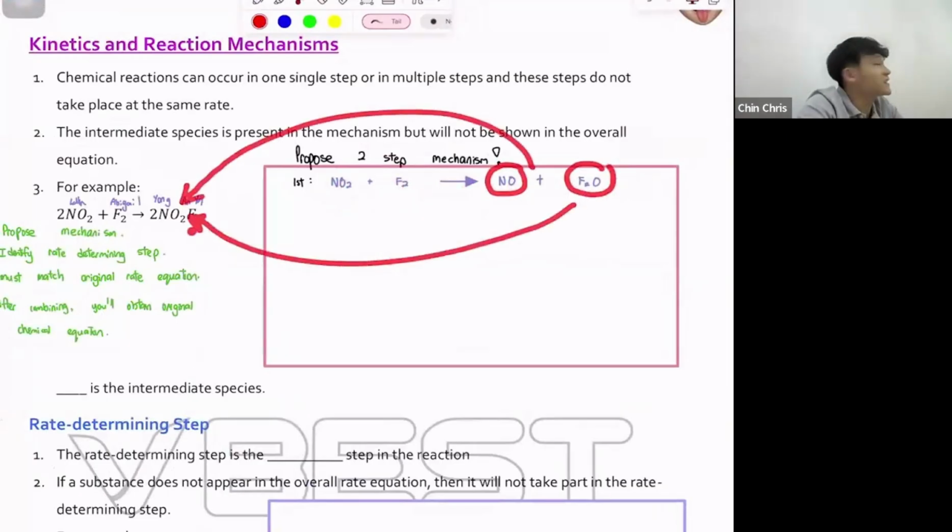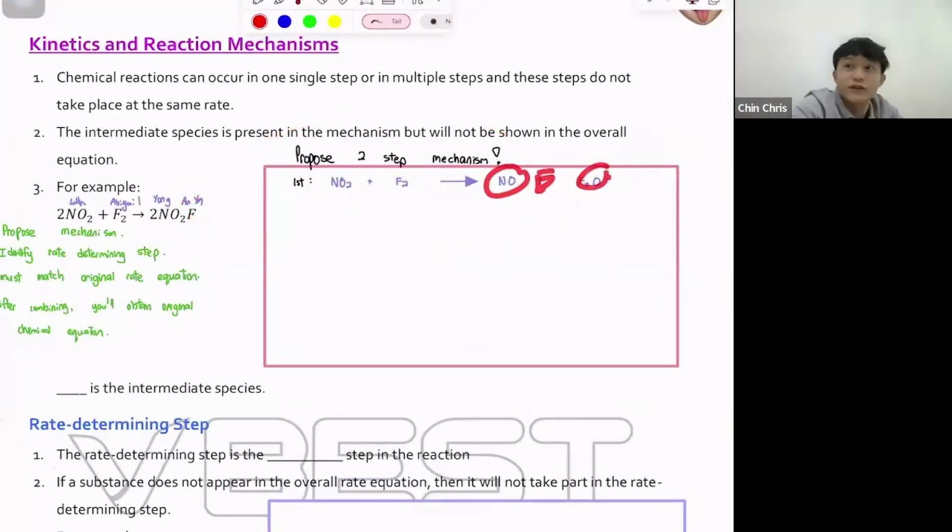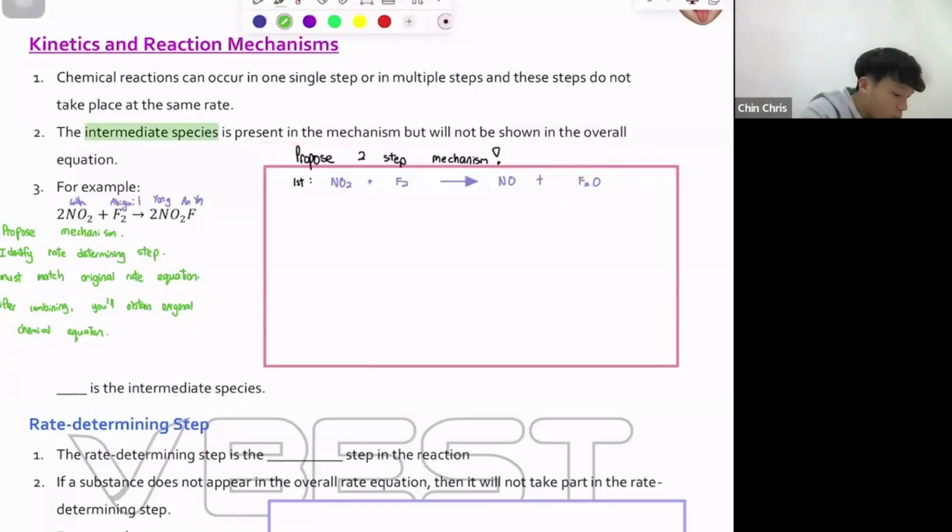No. This random fella is not appearing in the product, which means these are your X that you have to get rid of. You have to hide it away, brush it under the table. Okay, so basically, you have to get rid of these two, so that we call it an intermediate species. So again, what is an intermediate species? It is a species that is present in the mechanism, but when you combine the steps, it will not be shown in the overall equation.